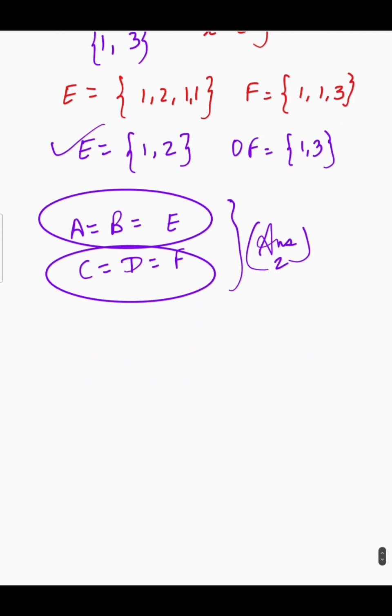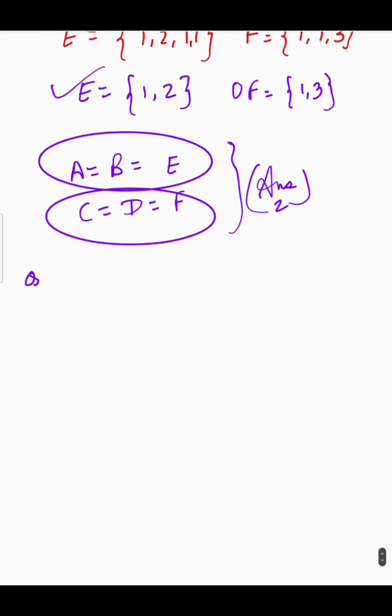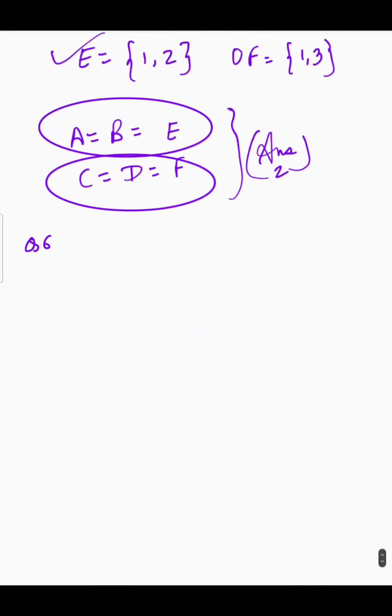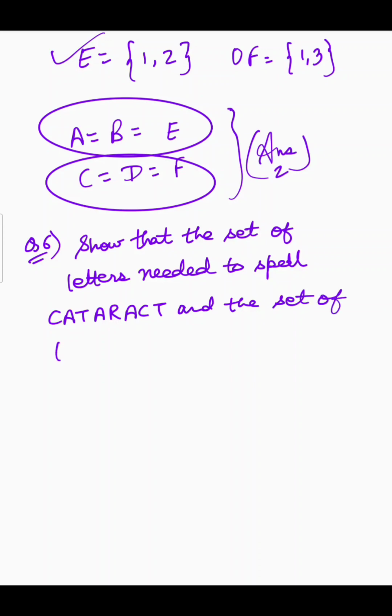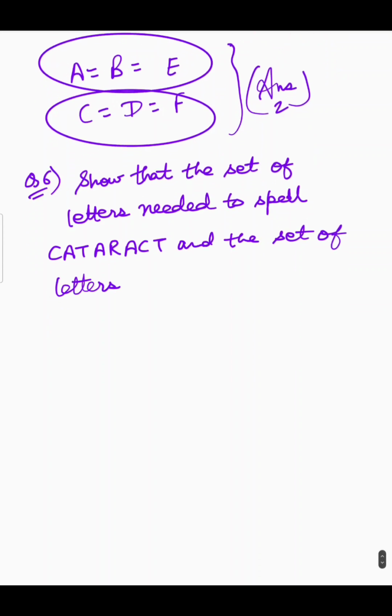Okay, so next question is this. Show that the set of letters needed to spell cataract and the set of letters needed to spell tract are equal.